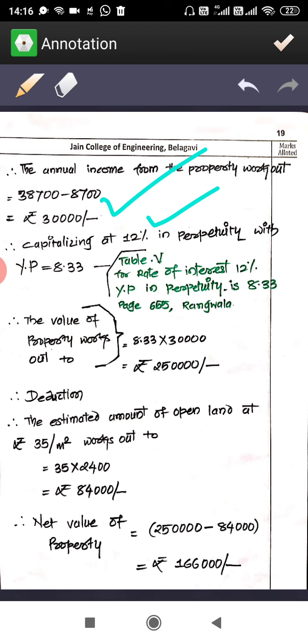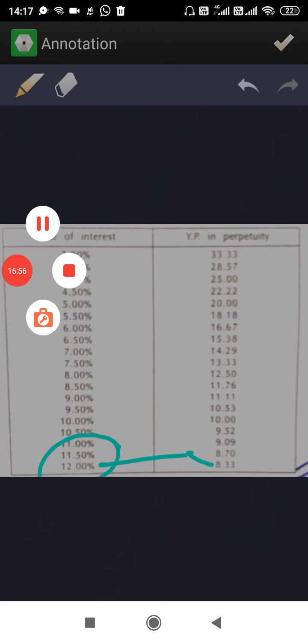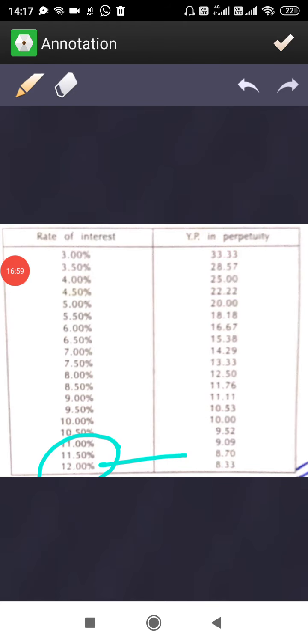That I am going to show you here in table number 5. So my friend, this is table number 5, and this is the rate of interest, that is 12, and for this 12 you will be having a year of purchase, that is 8.33. Now this you are going to use in the calculation to get the value of the property. I hope you are understanding that this is table number 5. For this 12% we have 8.33 as our year of purchase, and we are going to multiply it with the 30,000. Then we are going to get the total value of the property.